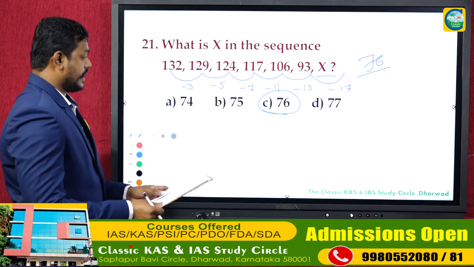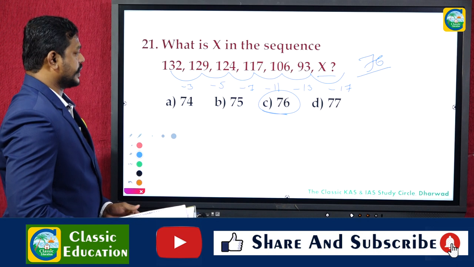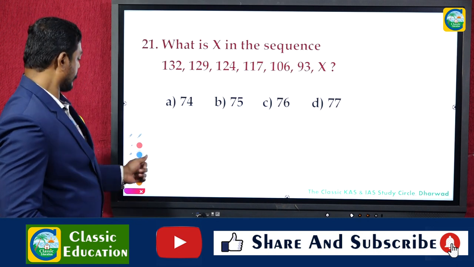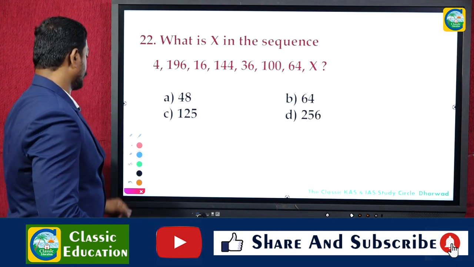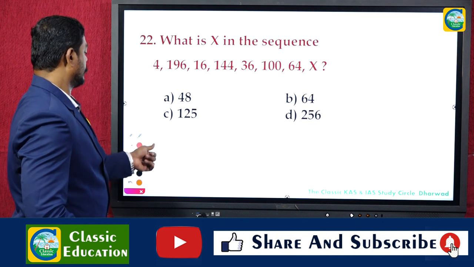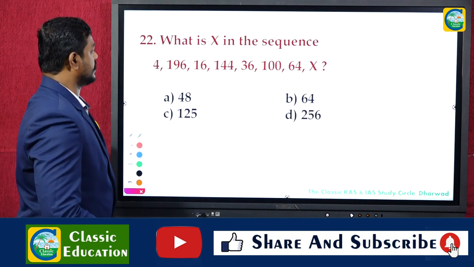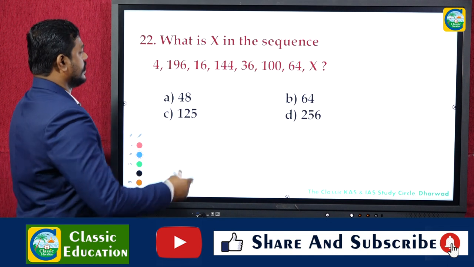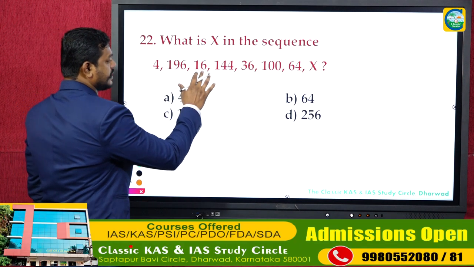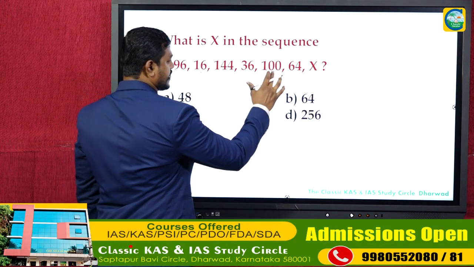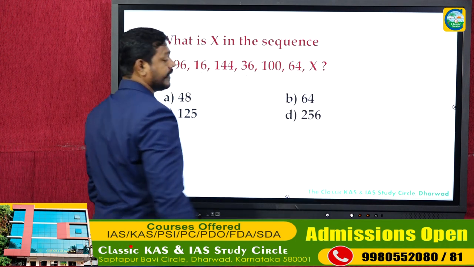Okay friends. Okay, we'll move to the next question now. Same, one more question is there. What is the x in the sequence? See friends, they are given 4, 196, 16, 144, 36, 100, 64. Then what is the value of x here?